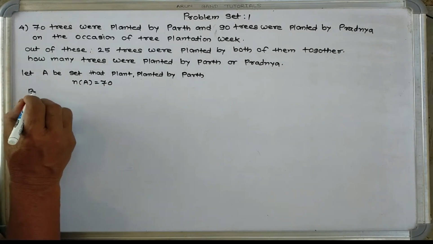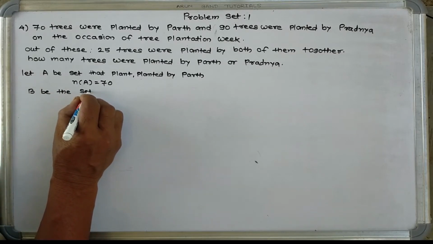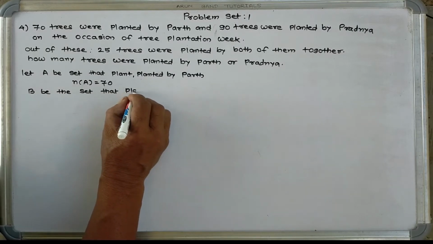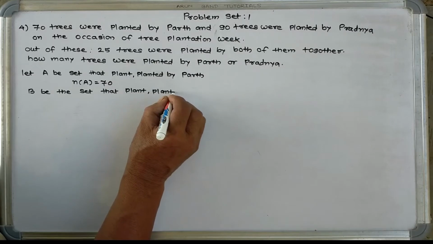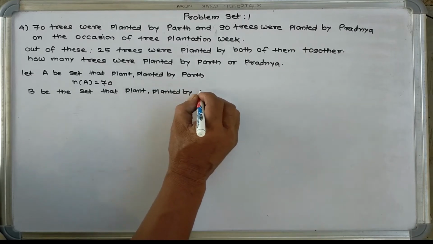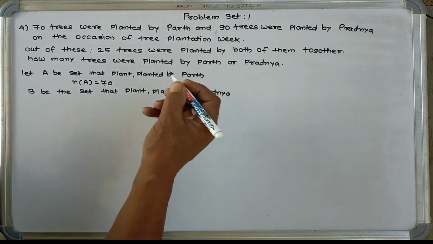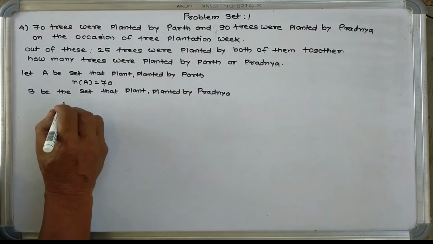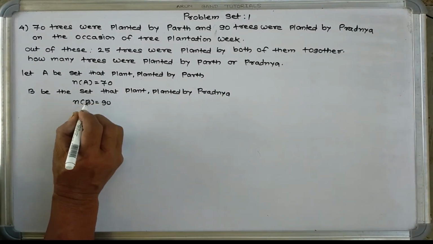Let B be the set of trees planted by Pradnya. So the number of trees planted by Pradnya are 90. So here n of B will be equal to 90.